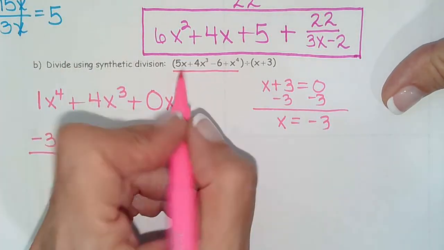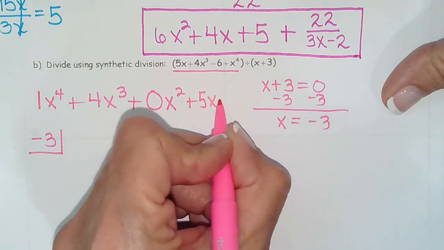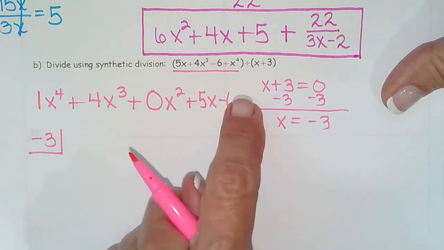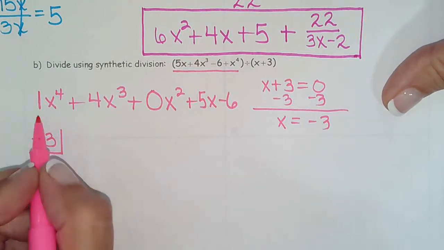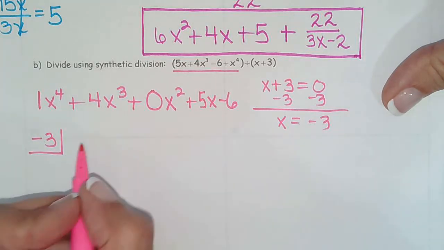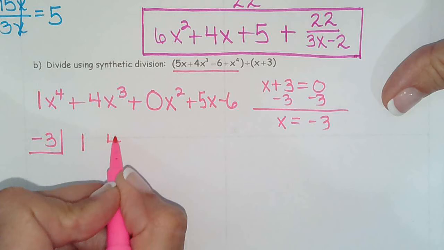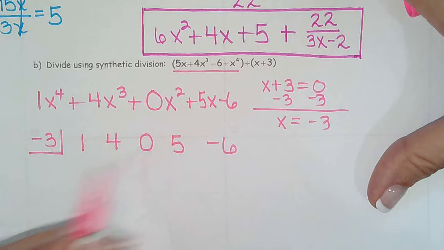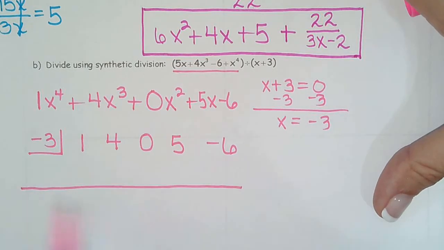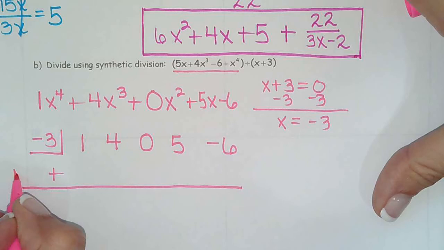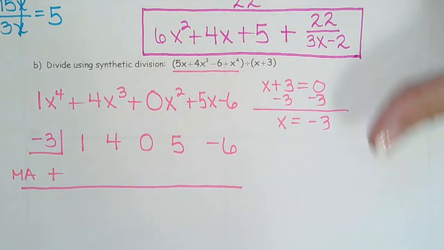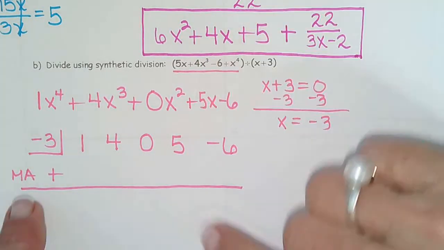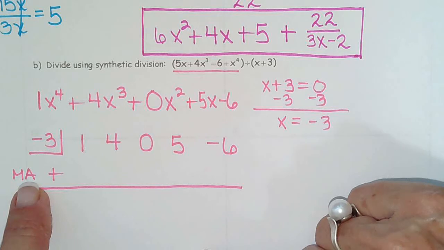And then plus 5x minus 6. And then just check to make sure every exponent's accounted for. 4, 3, 2, 1, no x. Bingo! So now just the coefficients, the numbers in front, come down here. So 1, 4, 0, 5, negative 6. And we have a two-step process with synthetic, so I always put that addition there to remind me, because we're so used to subtracting on the long division. I feel like we need that reminder there.